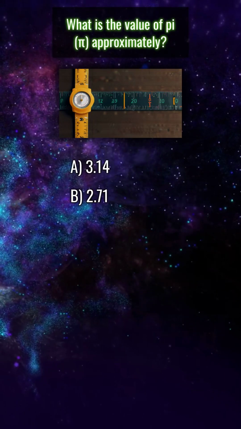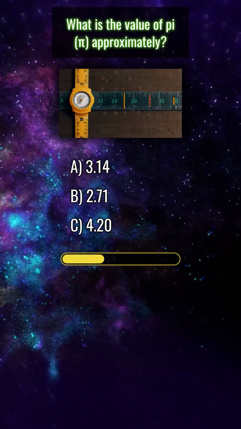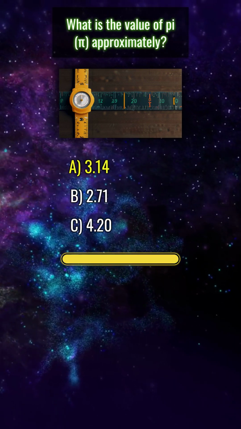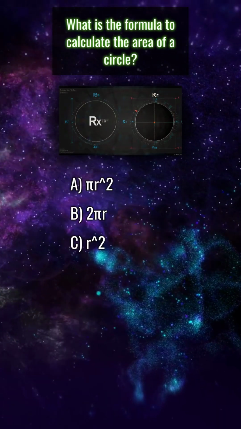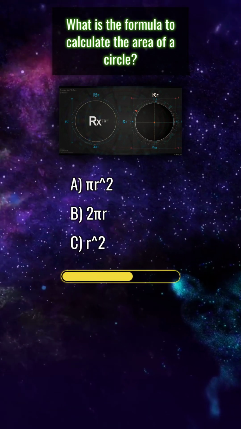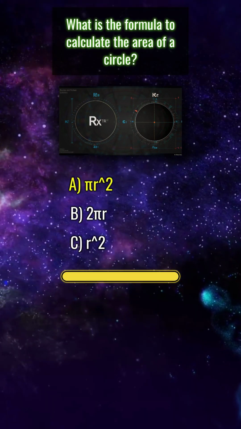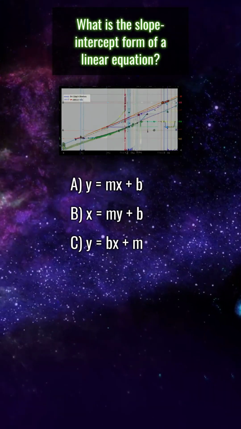What is the value of pi, approximately? A. 3.14. What is the formula to calculate the area of a circle? A. Pi r squared. What is the slope-intercept form of a linear equation?